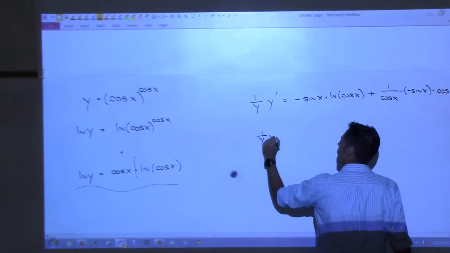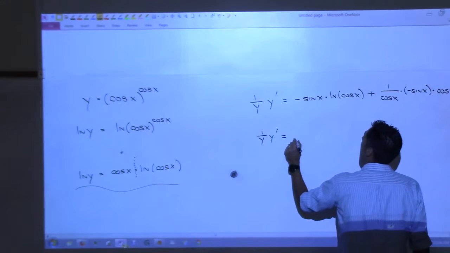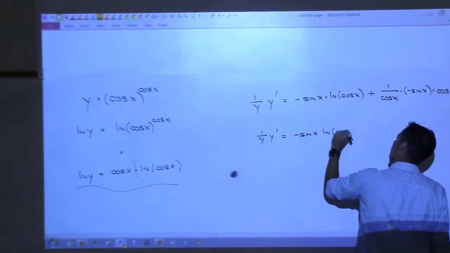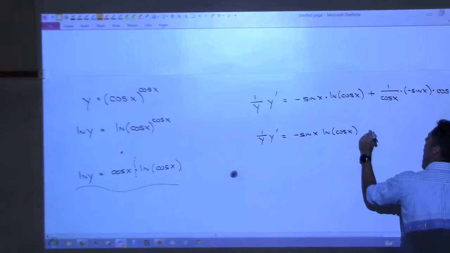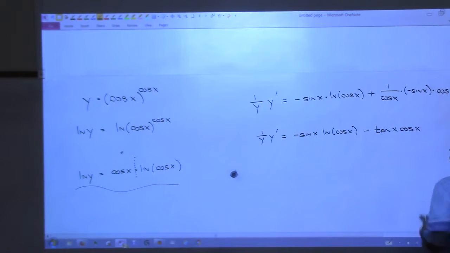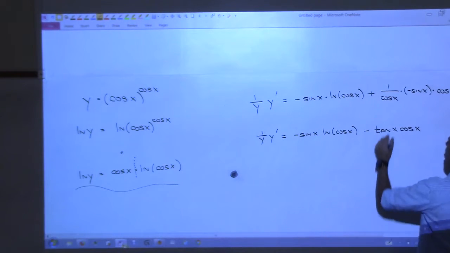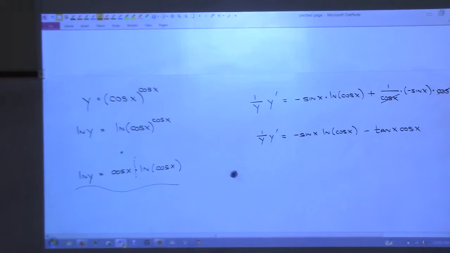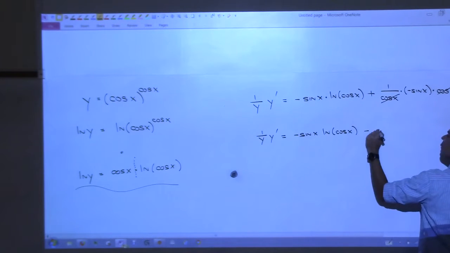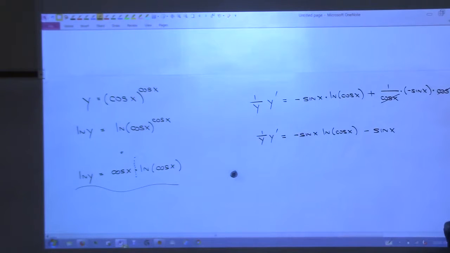1 over y prime is negative sine x, natural log cosine x, minus tangent x, cosine x. I just decided to write the sine over cosine. Oh, wait, no, hold on. Let's cancel the cosines. Yeah, let's cancel those cosines. That's better. How about just minus sine x?